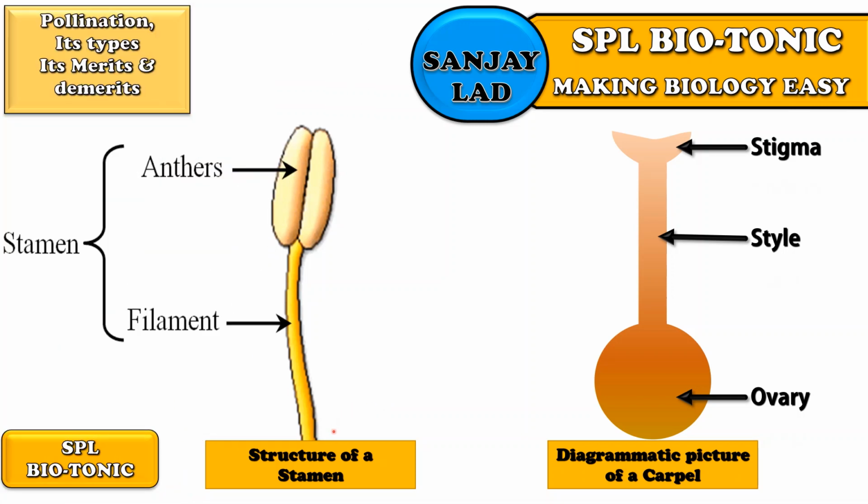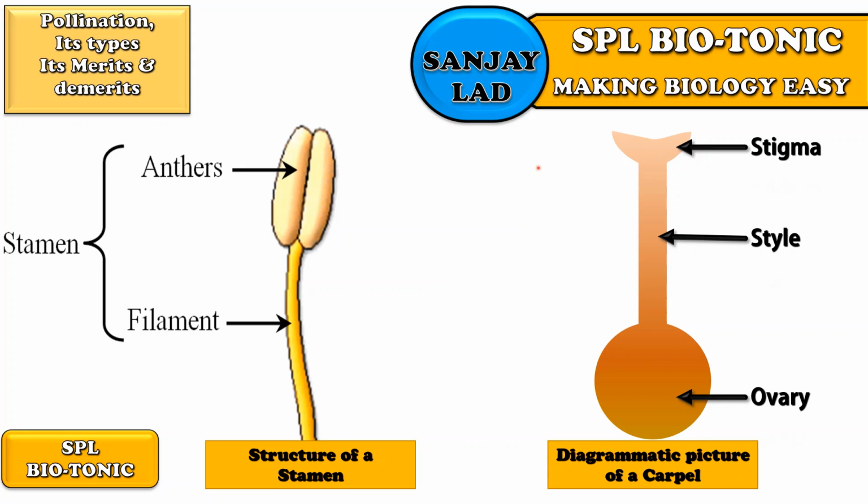Students, this is the structure of stamen and carpel. As we all know, each stamen is made up of a lower filament and upper anthers. Similarly, the carpel is made up of a basal ovary, middle style, and upper stigma.